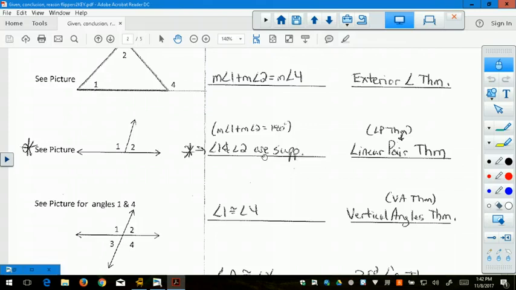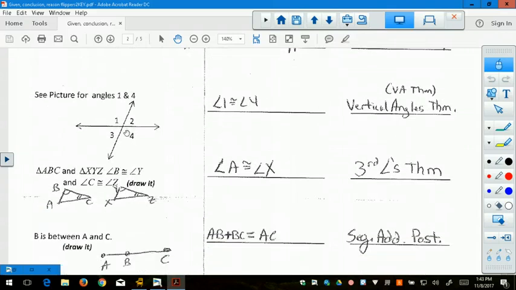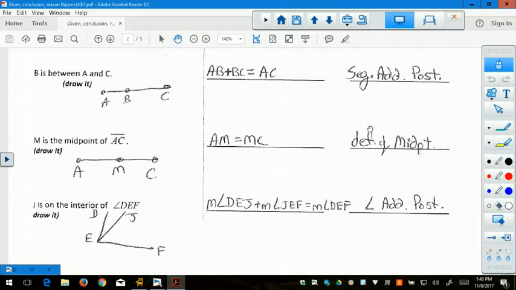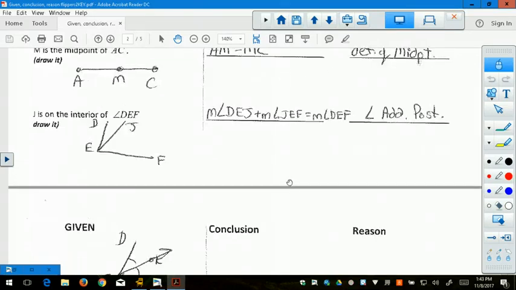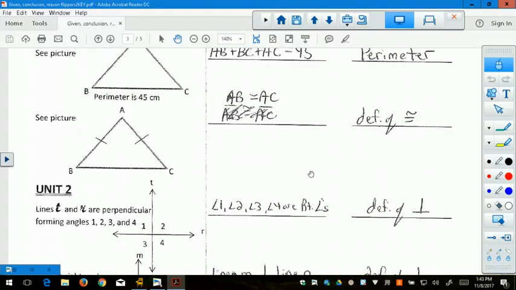Linear pairs you should know. They are supplementary by the linear pair theorem. And then because they're supplementary, they add to 180 by definition of supplementary. You should be able to identify vertical angles and say that they're congruent by the vertical angles theorem, something we'll be proving in this unit. Some of these other things, definition of midpoint, angle addition postulate, segment addition postulate, definition of bisector, those are all important vocabulary terms.